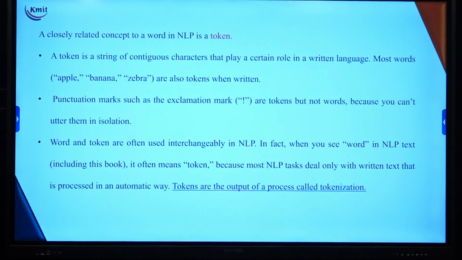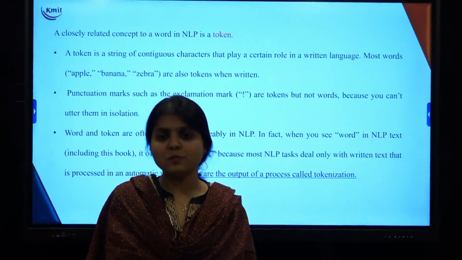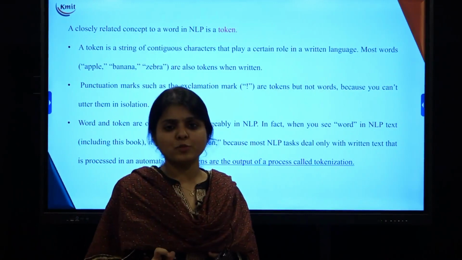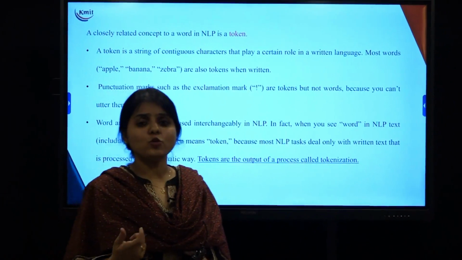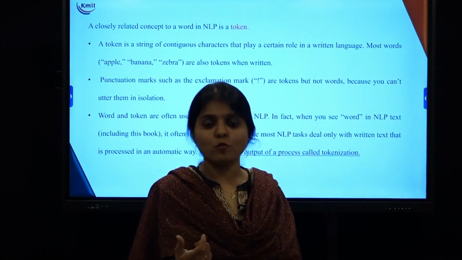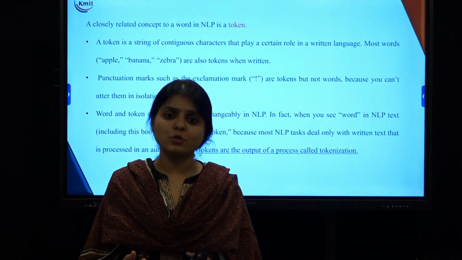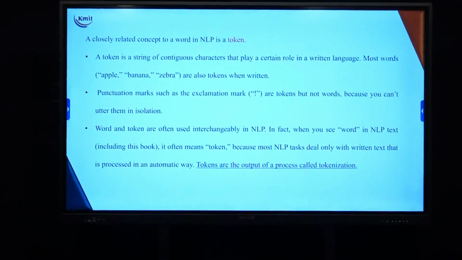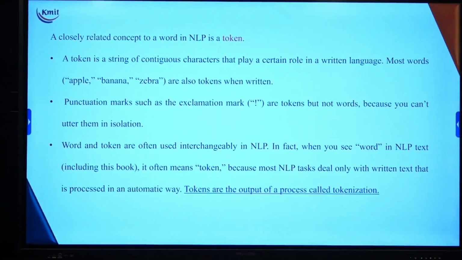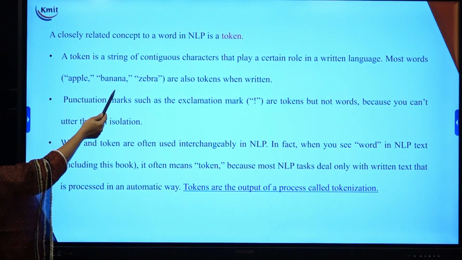Now, when you talk about a token, we often get confused between words and tokens. They are used interchangeably, but there is a slight difference between a word and a token. In NLP, we often use the term token instead of word. Let us understand the difference. A token is a string of contiguous characters that plays a certain role in a written language. For example, let me take the same example, apple, banana and zebra.